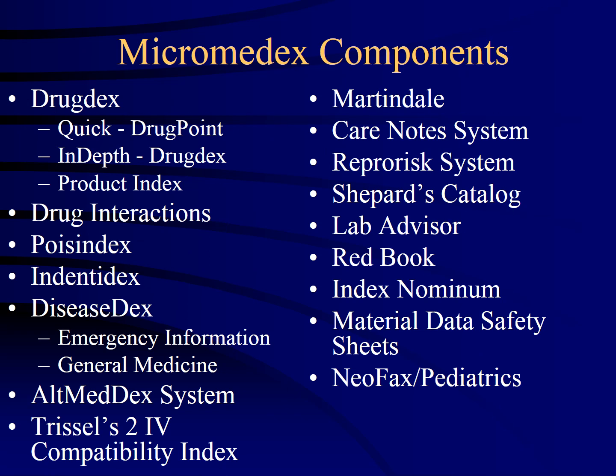Micromedex is a very large online database. It has several components, including drug information, poison information, and patient education. Information is full text, evaluative, and updated quarterly. Micromedex is a very large database that houses several databases that are specific to certain areas of pharmacy.